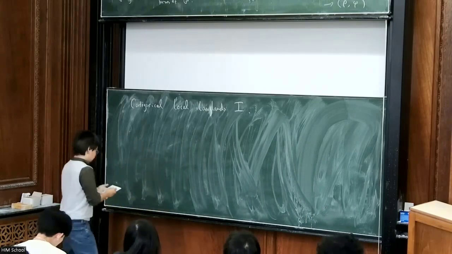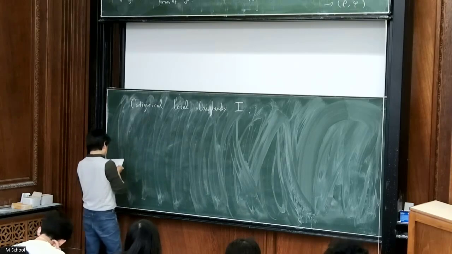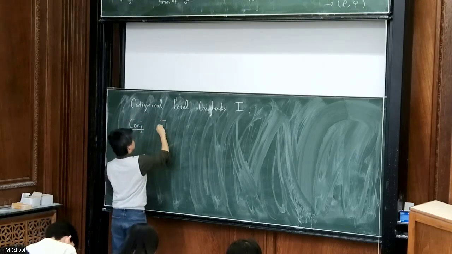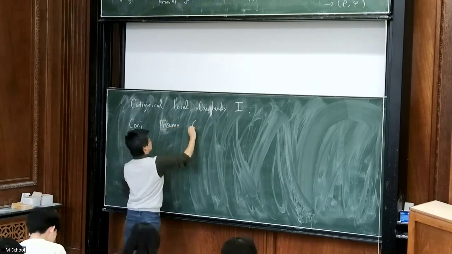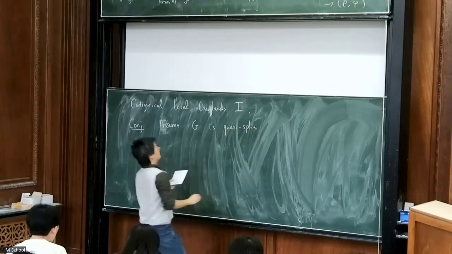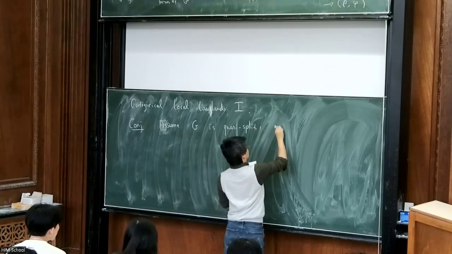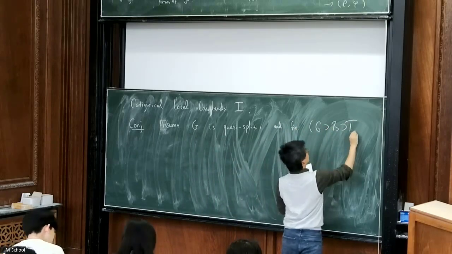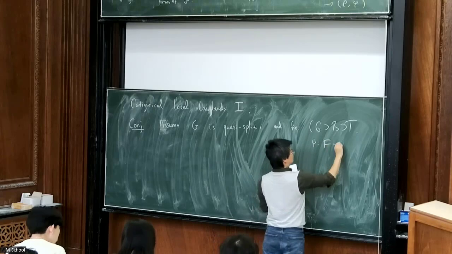Hopefully on Friday, after many other lectures, I can show how to also enhance the left hand side to be more refined. So the conjecture is: assume G is quasi-split, meaning it contains a rational Borel, and fix some pinning and some additive character psi.